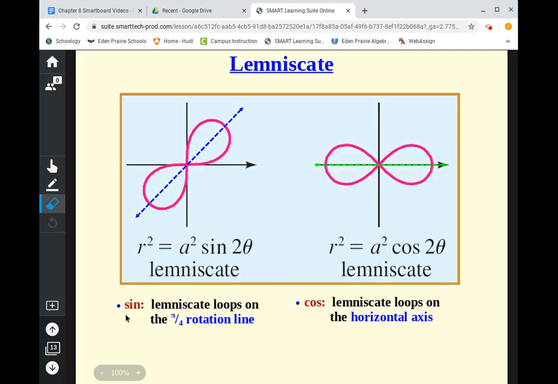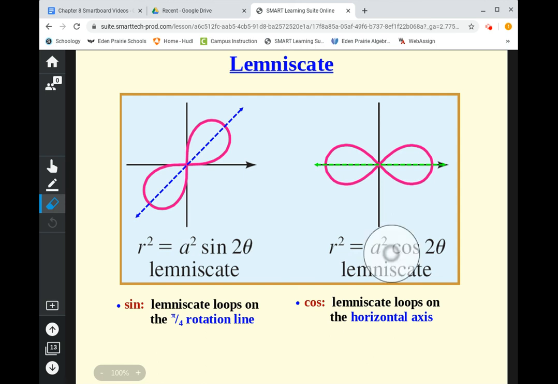Last couple things are lemniscates. A couple things about that. All you have to recognize, and I'm going to keep this simple for you guys, is that for the sine, a lemniscate loops on the pi over 4 rotation line. R squared equals a squared sine 2 theta. That will be the form of a lemniscate. So just this right here. Looks complicated, but it just gives you the loop. I call it a lemniscate or a lemony biscuit. That's how I used to remember it.